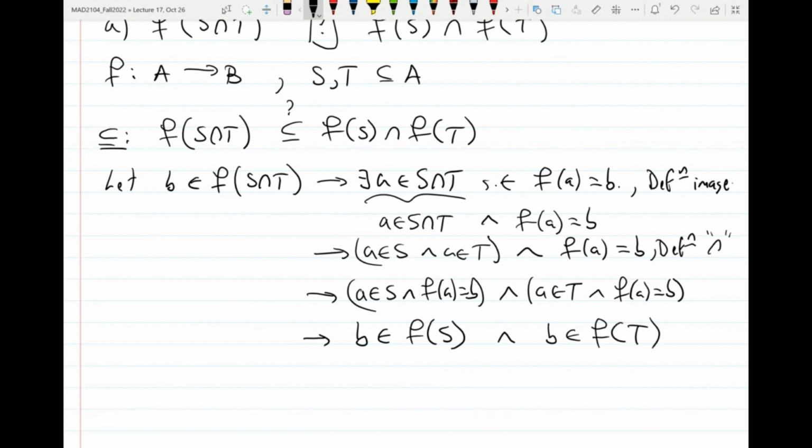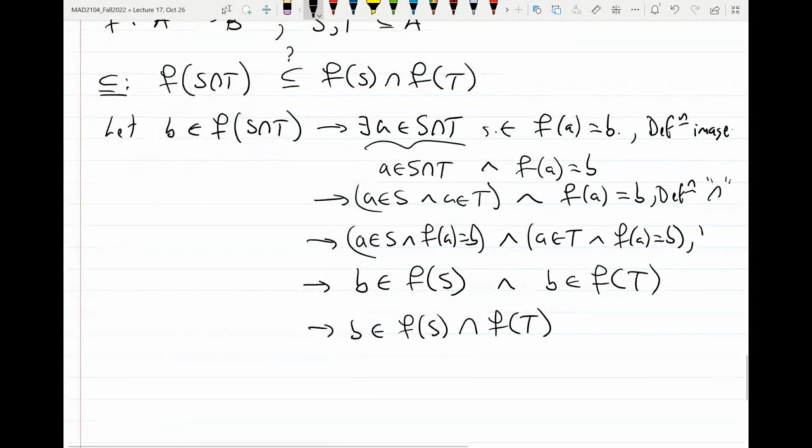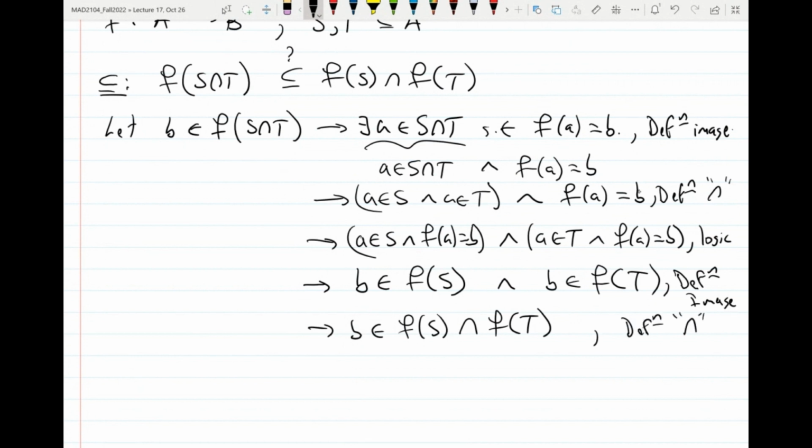Do you understand this? Yes? So from here it follows then that B is in the intersection. So let's see, this one was a logic step. This one here was definition of image. And this one here is definition of intersection. Okay? So let's take a look at it again.